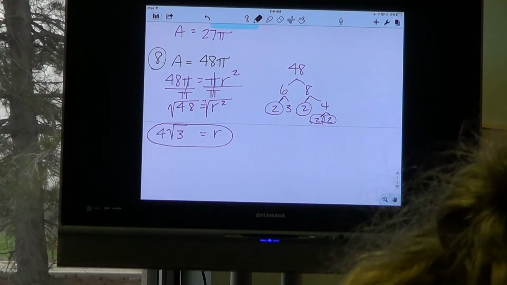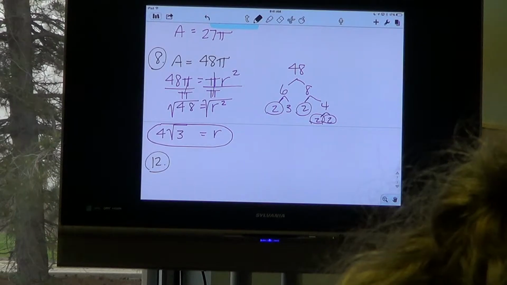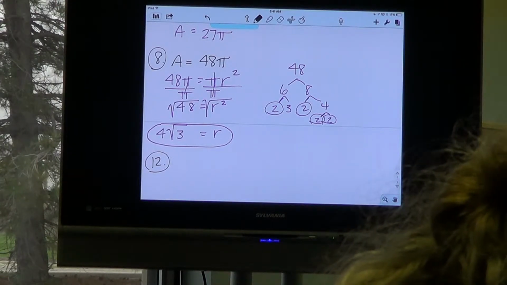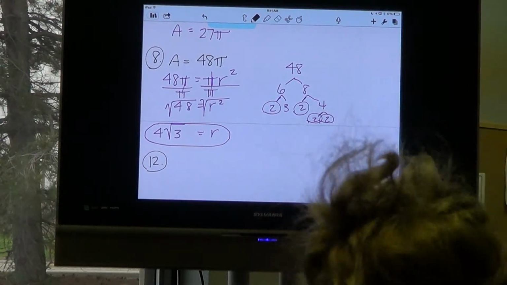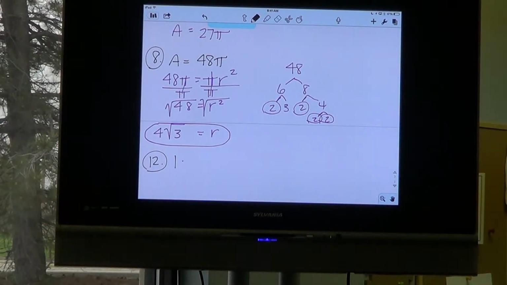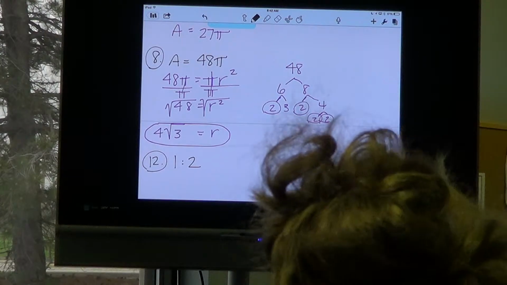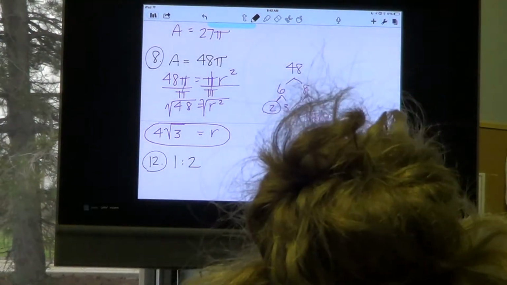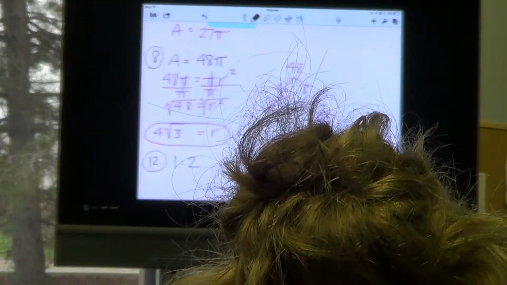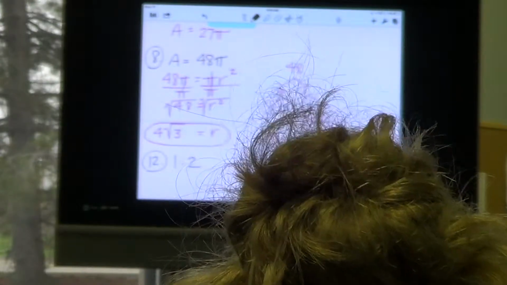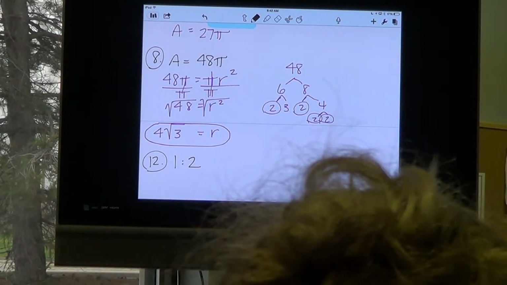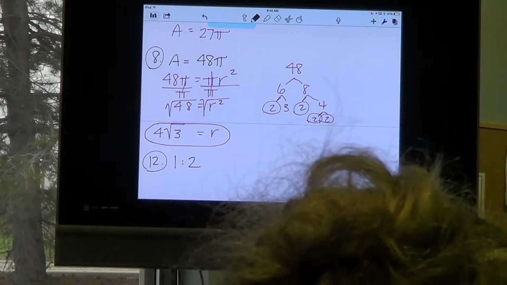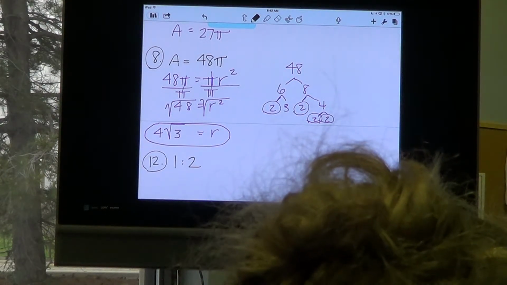Number 12. What is the ratio of the radii of two circles whose areas are in the ratio 1 to 2? So with circumference, we said that if the circumferences are proportional or have the same ratio, then the radii of the same two circles would have the same ratio. Well, that's not the case with area.